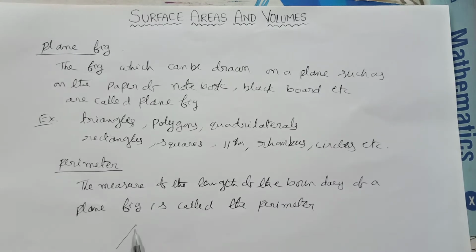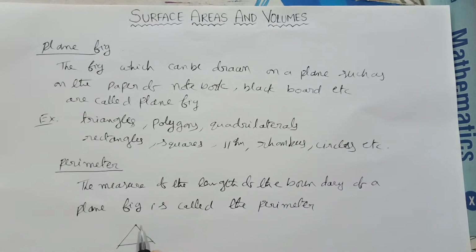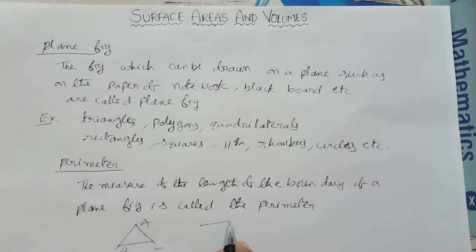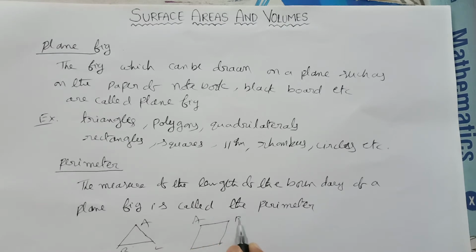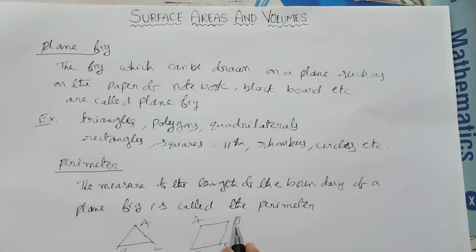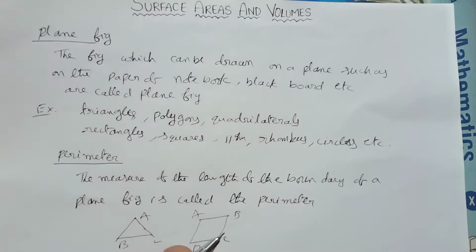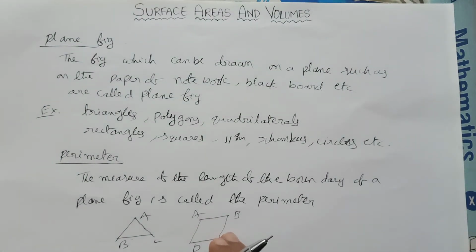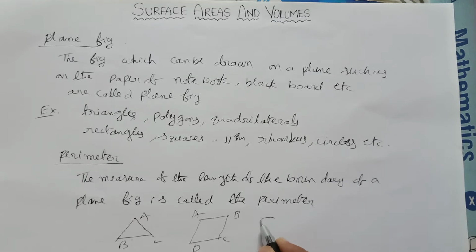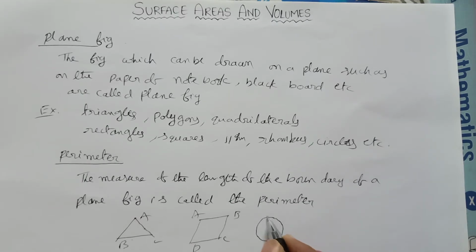Suppose if you consider a triangle ABC. Here AB plus BC plus CA is called perimeter of the triangle ABC. Suppose if you consider a quadrilateral ABCD, AB plus BC plus CD plus DA is called perimeter of this quadrilateral. Suppose if you consider a circle, the length of the circle is called circumference of the circle.